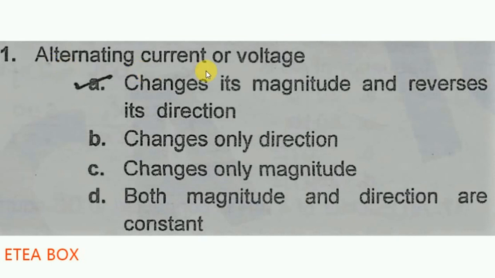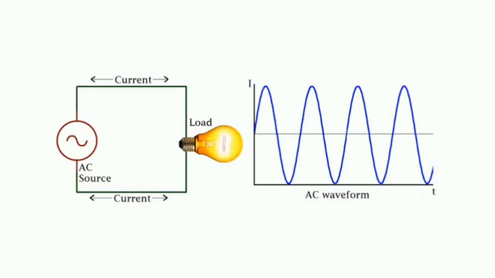Alternating current or voltage changes its magnitude and reverses its direction. Now look at this diagram. If we look here, the polarity of the alternating current changes. First the current flows in this direction, and after flowing in this direction the polarity changes. The positive sign comes here, and then from here the current starts again and flows in this direction.